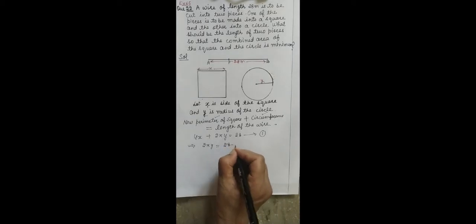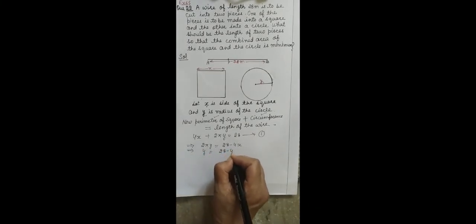So from here I will find the value of y. What is 2 pi y? This will be equal to 28 minus 4x. So what will be the value of y? It will be 28 minus 4x divided by 2 pi. If I take 2 as common, it is 14 minus 2x divided by pi, which finally gives me the result that y is equal to 14 minus 2x upon pi.